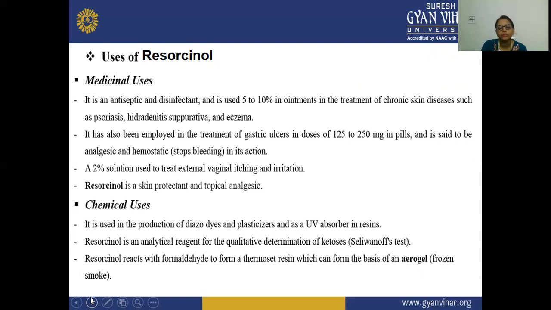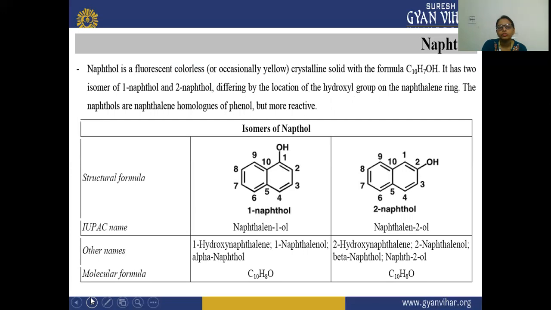Next are the chemical uses. It is used in the production of dyes, plasticizers, UV absorbers, and resin, and it is also used in the qualitative determination of ketosis in the Seliwanoff test. Resorcinol also reacts with formaldehyde to form thermoset resin, which can also form the basis of aerogel, frozen smoke.